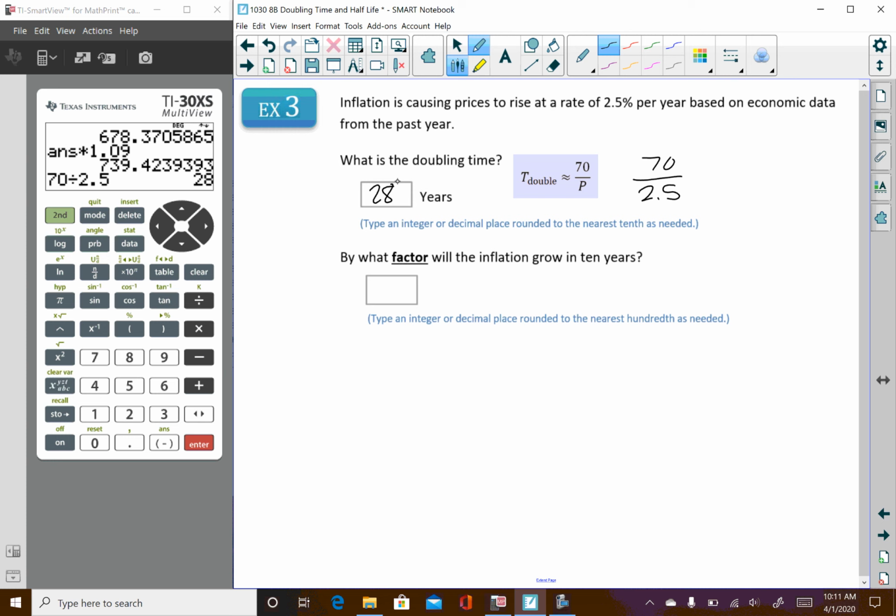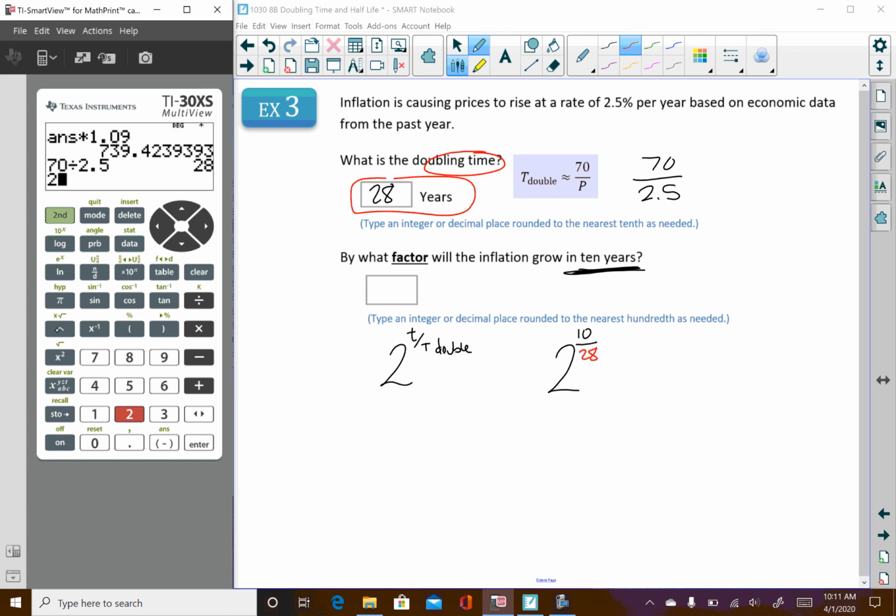So next it says, by what factor will the inflation grow in 10 years? So we're using our growth factor equation. So it's going to be 2 to the power of 10 divided by that doubling time that we just calculated, 28. And in this case, it does ask us to round, so 2, we can type it right in, 10 divided by 28. And our answer is 1.28. And we are rounding to the nearest hundredth.